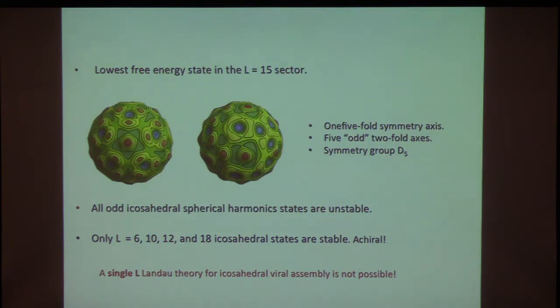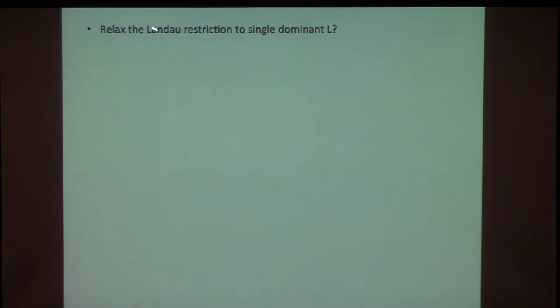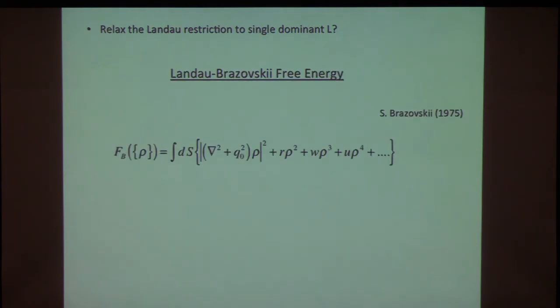So there is something very strange. And after a lot of discussion, we decided to see what would happen if we relax the Landau rule. That is, if we don't assume that it's just a single dominant L. For that, I have to be a little technical. We used a variant of Landau theory called Landau-Brazovskii, where you have the same expansion you saw before, but now I assume that there are also gradient terms, and these gradient terms were set up by Brazovskii so that you get density waves with wave vector Q0.